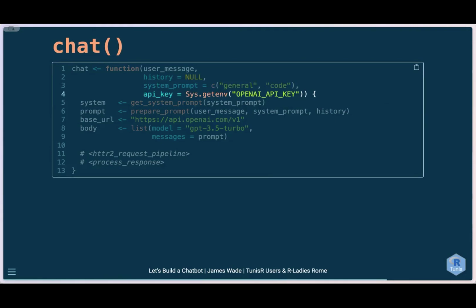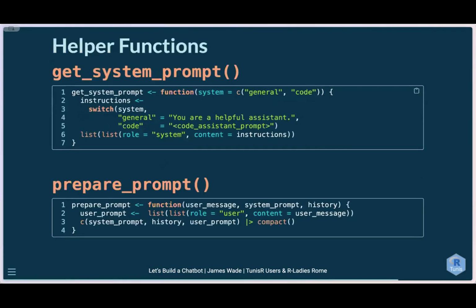We also want to include the API key as a variable so that we're not paying for other people to use our app. And then we can include these helper functions like constructing our overall prompt, our system prompt, preparing our prompt. And you'll see exactly what both of these are doing in just a moment. So the rest of this function is exactly what we saw before, constructing our message, constructing the pipeline, and then processing the response coming out of that.